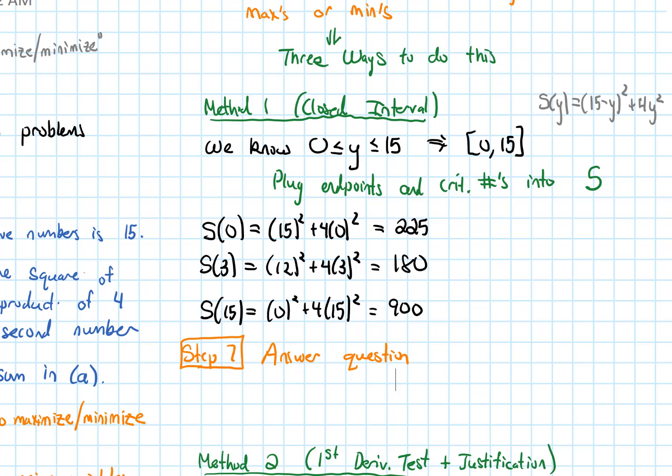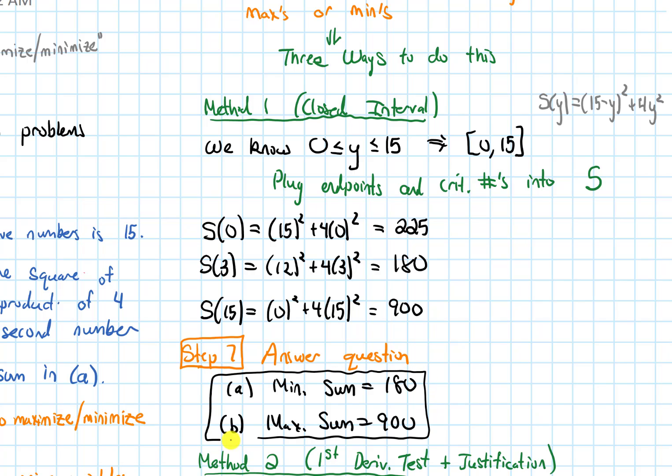So the minimum sum was the smallest of these outputs. It's the 180. So that was the answer to A. And B wanted the maximum sum. And that's the largest of these outputs, which is 900. Alrighty, and those are our answers. So the 180 again, this was the absolute min value, whereas the 900, this was the absolute max value.